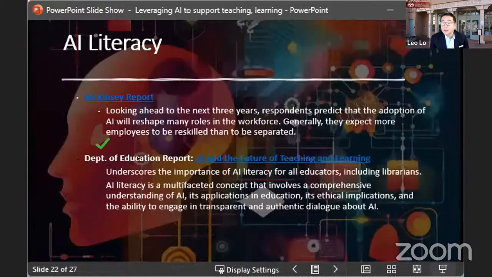We've mentioned AI literacy many times, and there are many reports out there now. I'll just point to a couple. We talked about the Department of Education already, but also McKinsey, which is one of the biggest consulting firms. Looking ahead to the next 3 years, they predict that the adoption of AI will really reshape many roles in the workforce. Generally, they expect more employees to be reskilled than to be separated. Therefore, learning AI is really important.